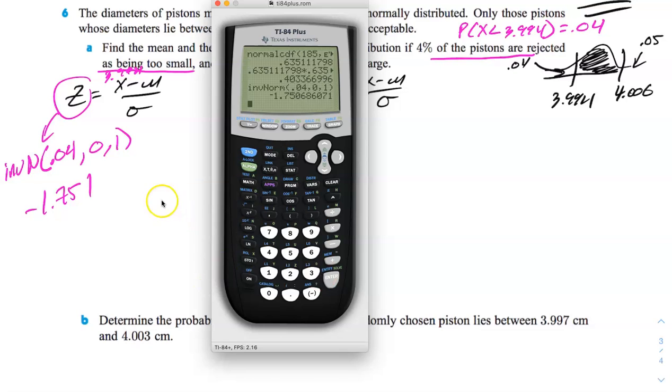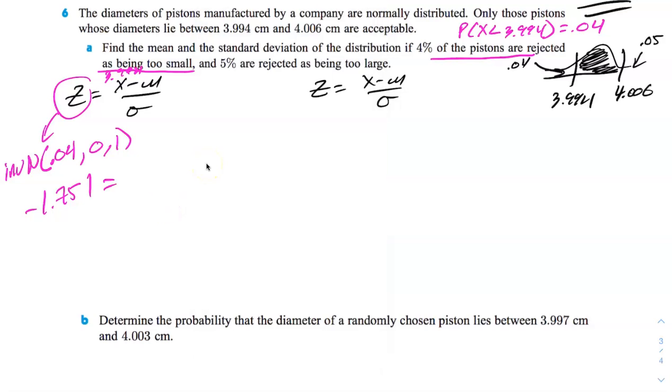Again, I'm going to set this equal to what I know: 3.994 minus mu over sigma. I like to get one of these by themselves, so I'm going to move that over. So negative 1.751 sigma equals 3.994 minus mu. If you want to do substitution, it's actually very easy. Just add this, subtract that, and then you get what mu is, and you plug into the other equation.